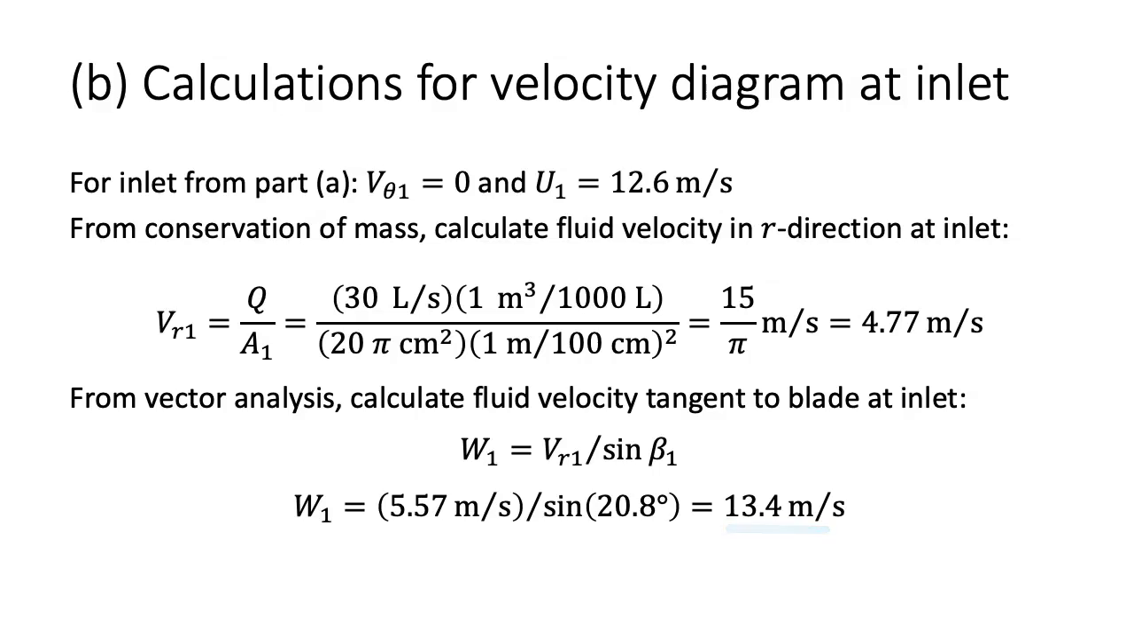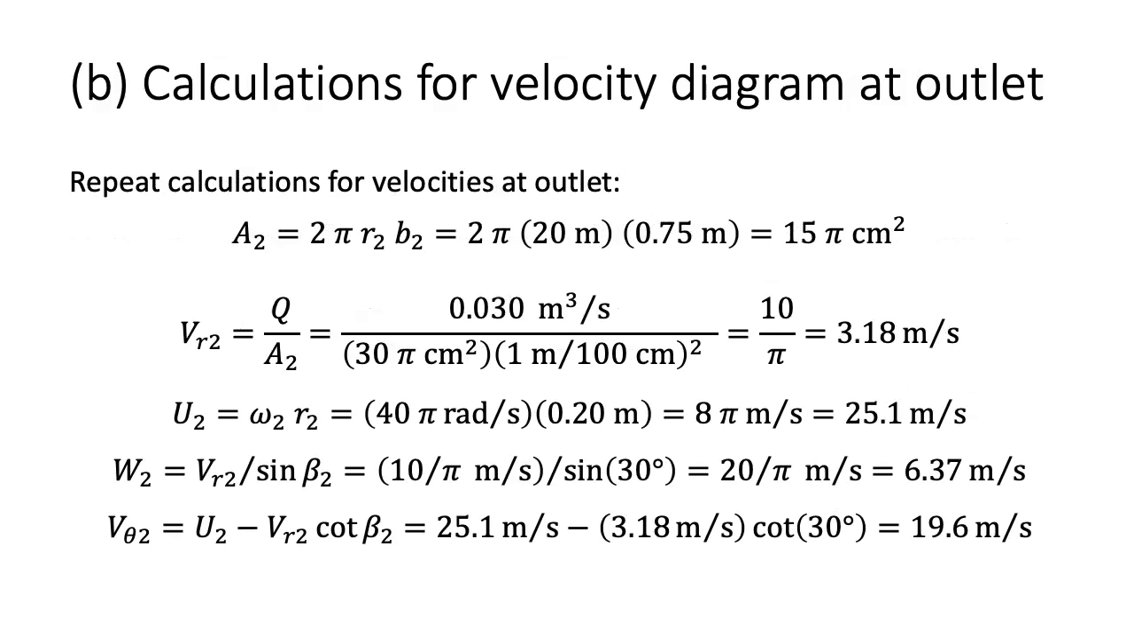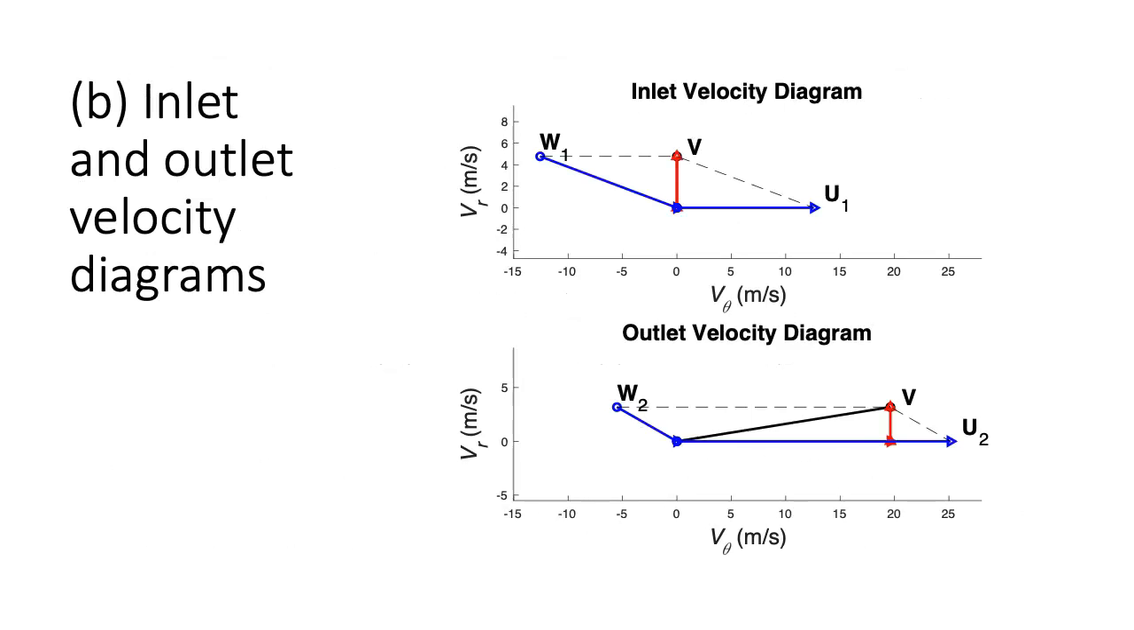meters per second. We continue by now repeating all of the velocity calculations from part A for the flow at the outlet. In addition, we now also need to calculate the theta component of velocity for the specified blade angle at the exit. Finally, we use these results for the inlet and the outlet to make velocity diagrams, which are plotted using MATLAB.